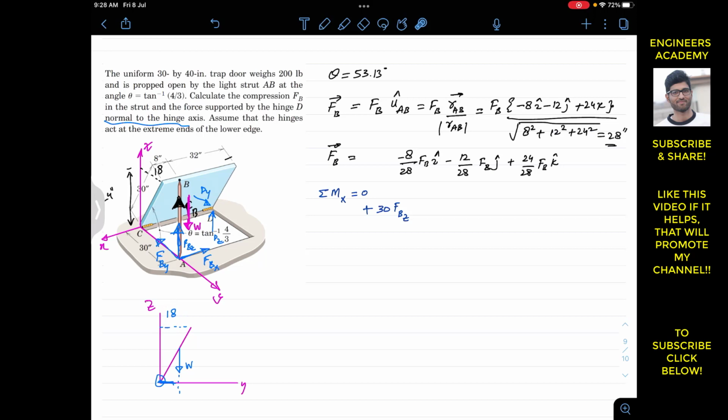So the weight is going to produce the moment about the x-axis in this direction. And if we curl our right hand fingers in this direction about the x-axis, the thumb is going to point out in the negative x. So this means that the weight is producing the clockwise moment about the x-axis, and the weight is 200 pounds, and the perpendicular distance of the weight from the x-axis is half of this 18, which is 9. So I have to multiply this with 9. So this is equal to 0.